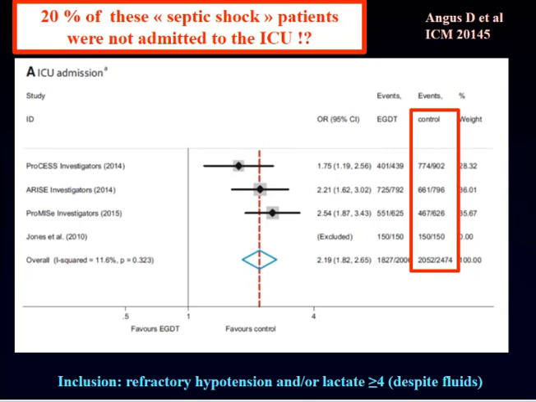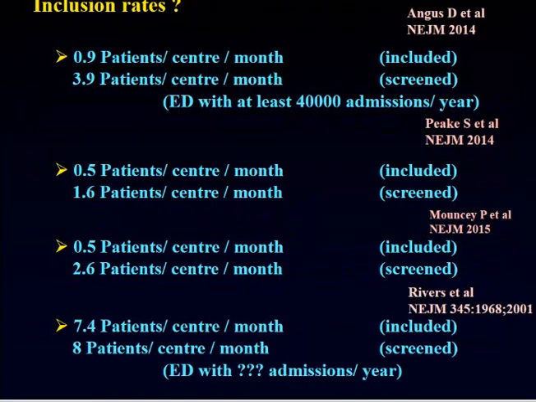So this is something we need to be cautious about, and it's valid in the 3 trials. You can see the same proportion of the control patients were not going to the ICU. And this is indeed a little bit of a problem. The second problem, of course, was the inclusion rate. Only half a patient per center per month in most of the trials. This means 6 to 12 patients per year in your center.